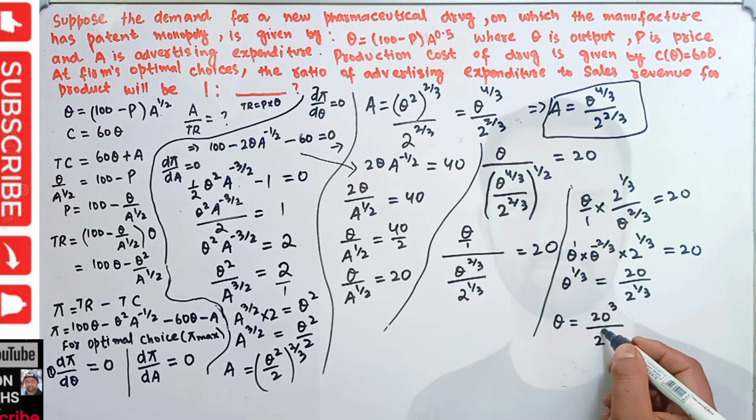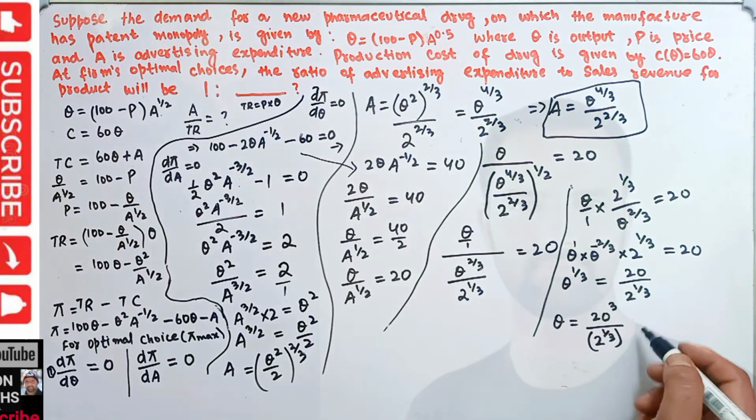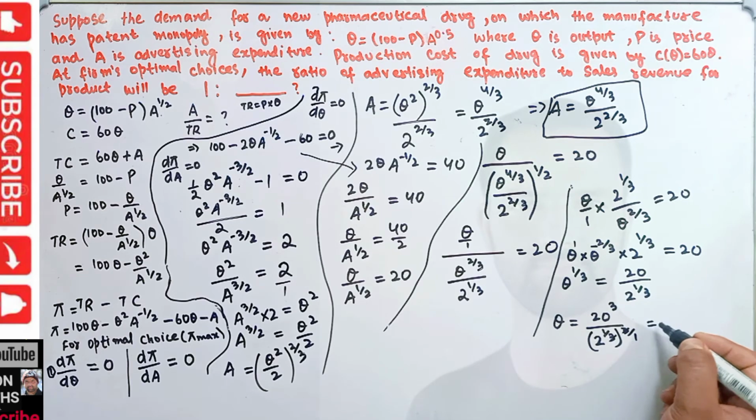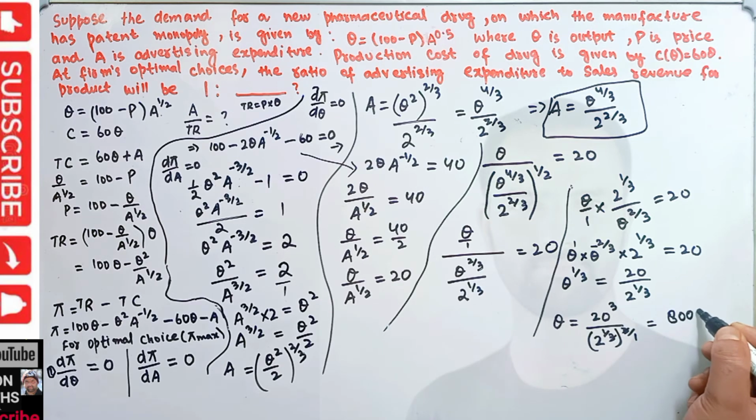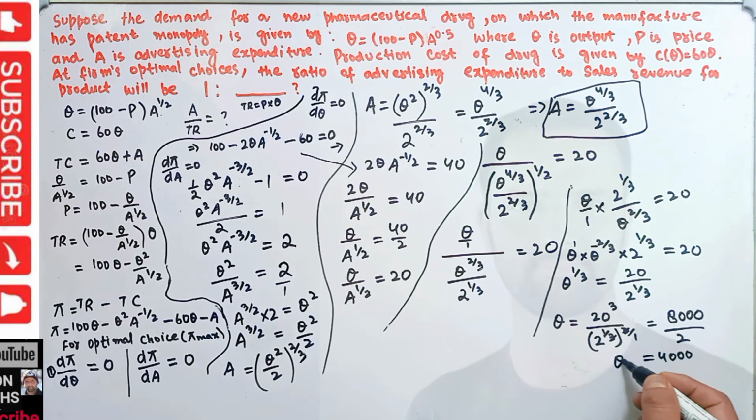Similarly, we have 2^(1/3), and when we transpose this exponent, it will become 3 upon 1. So 3 3 gets cancelled, we are left with 20 cube is equal to 20 into 20, 2 2s are 4, 2s are 8, so this is 8000 upon 2, which comes out to be 4000. So we got optimal quantity is equal to 4000. But we need to find the total revenue, we need to find the price.